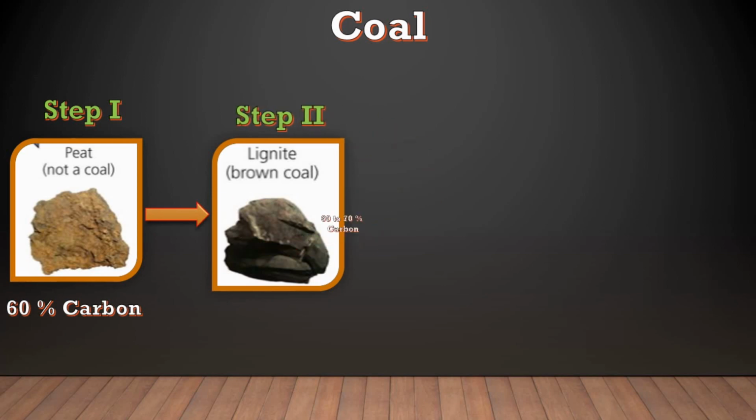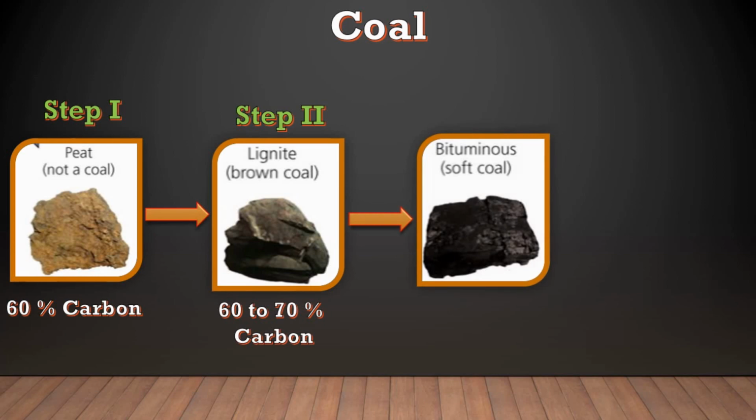Bituminous coal was formed as the third step of formation of coal, and it contains 70 to 90% of carbon. Anthracite is known as the pure form of coal. This coal is hard and contains about 95% of carbon.